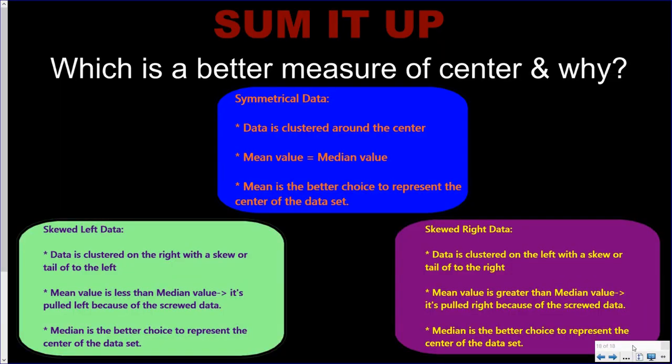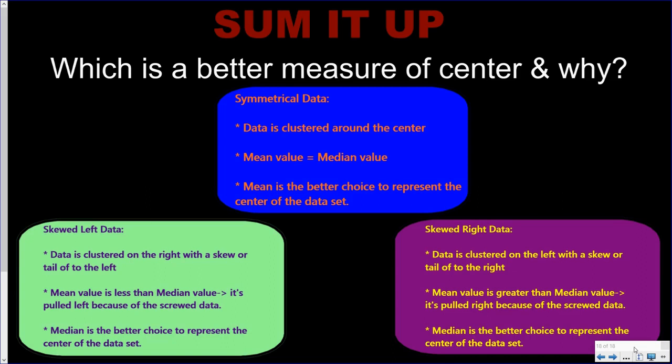So let's sum it up. Which is a better measure of center and why? If the data is symmetrical, then the data is clustered around the center. And that means the mean and the median are equal. The mean is the better choice to represent the center of the data set.